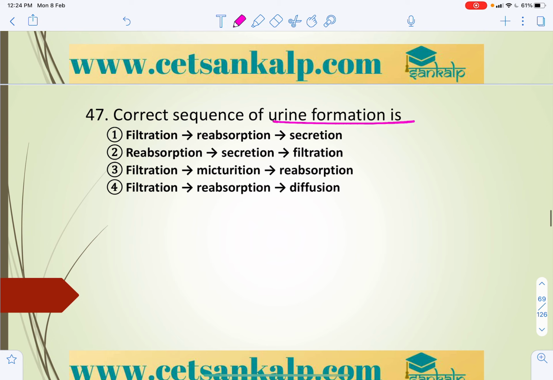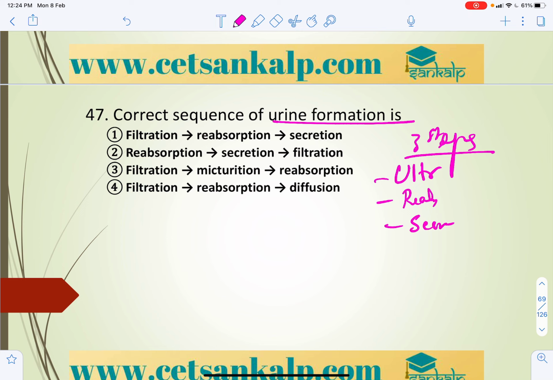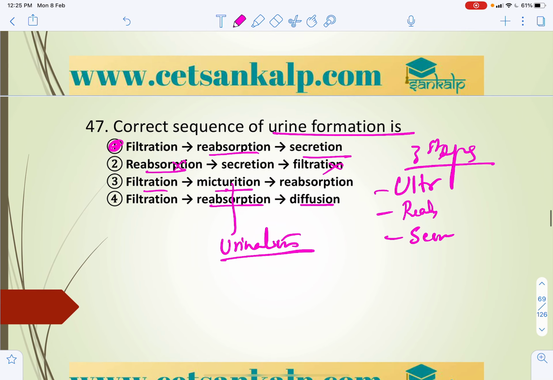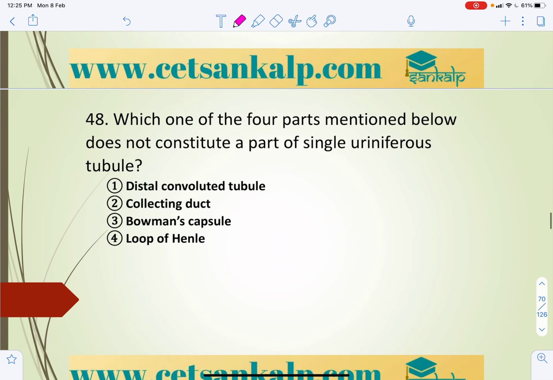Next, the correct sequence of urine formation. There are 3 steps: ultrafiltration, also called glomerular filtration, then reabsorption, and then secretion. Filtration, reabsorption, secretion is the first option. Reabsorption as the second step is wrong. Filtration, micturition: micturition means urination, so that is wrong. Filtration, reabsorption, diffusion: no. So the answer for that is the first option.